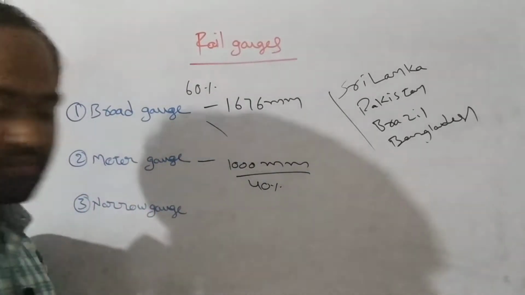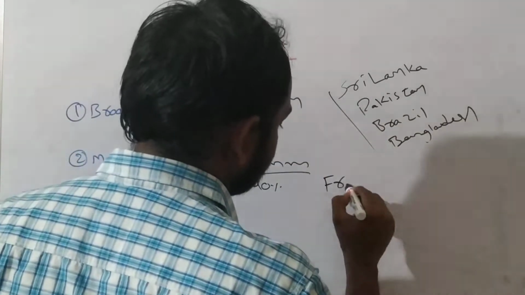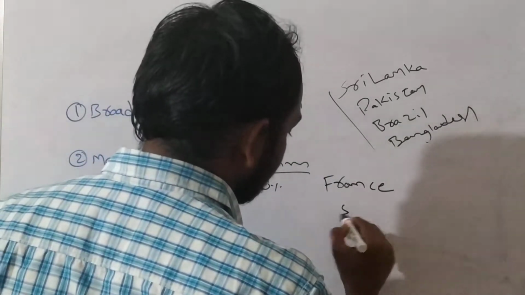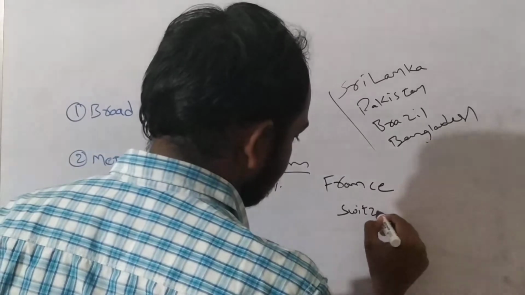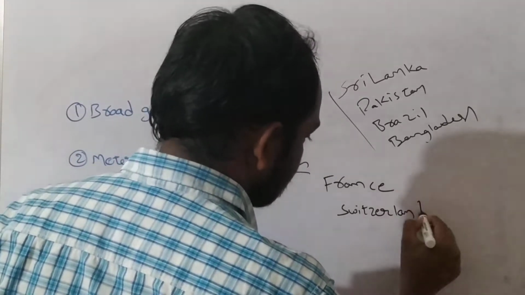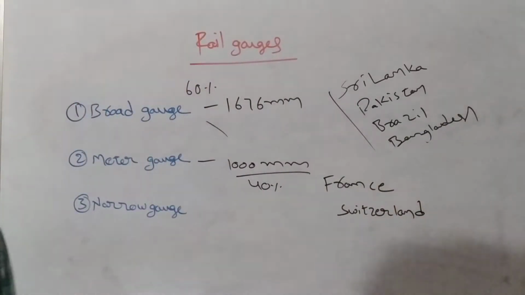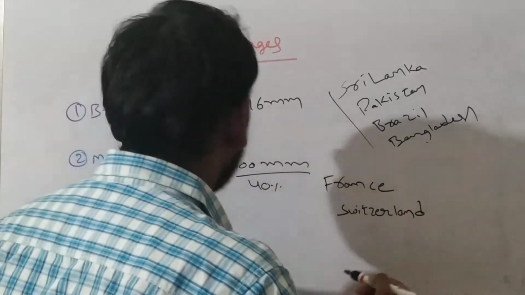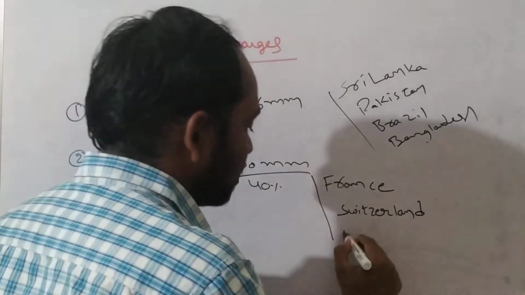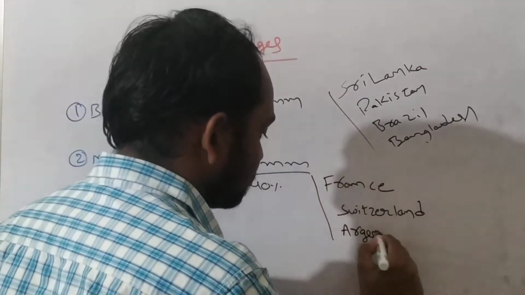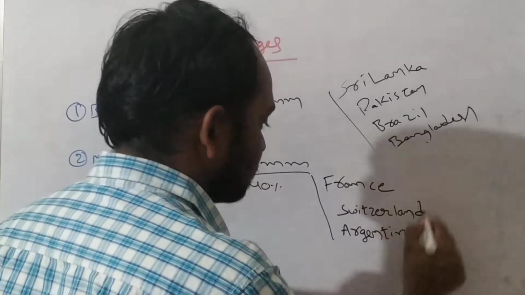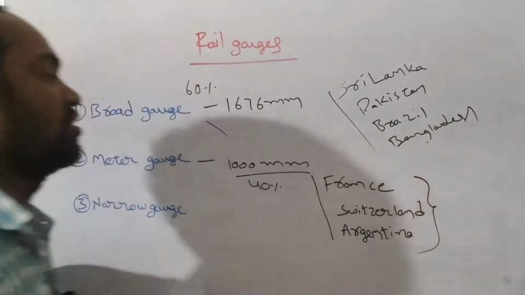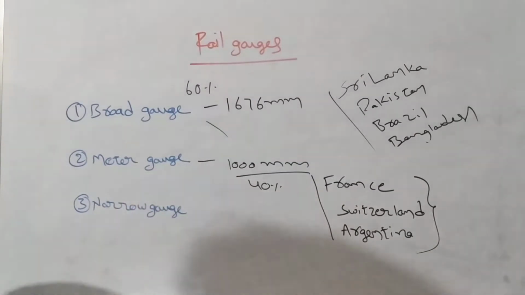Along with India, a few countries are also using meter gauge. They are France, Switzerland, Argentina. So these are the countries which are using meter gauge along with India. Understand?